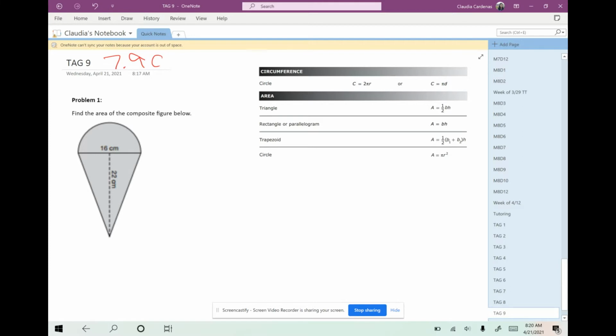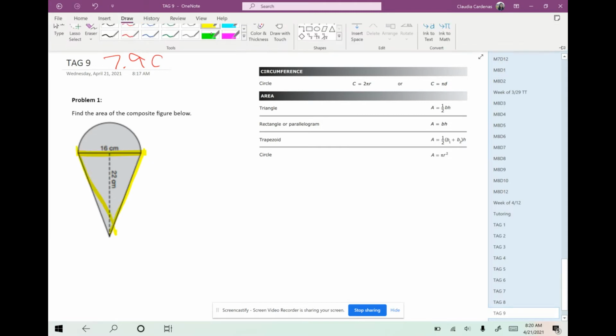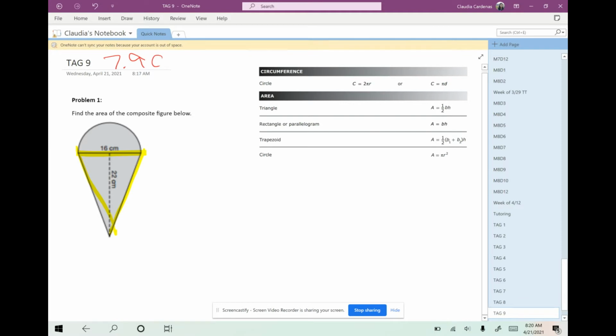Sadly, if I look at my reference chart, there isn't a formula for an ice cream cone or this specific kind of shape, however you would name it. So we will need to split this shape into smaller and recognizable pieces that do actually have formulas. Let's think about what shapes we actually do see. If I get my highlighter, I definitely see a triangle here, right? It's just facing upside down. And then I also see that we have a semicircle.